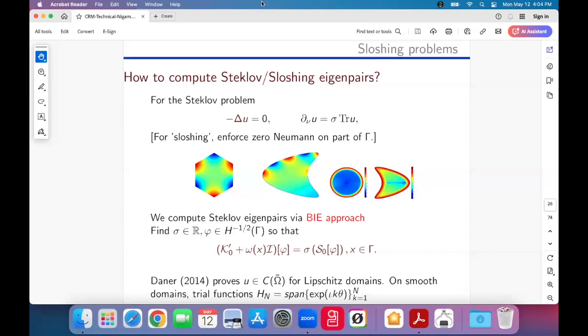All right. So I like to compute these eigenpairs using boundary integral approaches. I'm going to use a single layer. What kinds of densities will I use? What kinds of smoothness do I expect? Well, there's this nice result that tells you that the Steklov eigenfunctions are continuous up to the boundary. And so on smooth domains, I'm just going to pick my densities to be trigonometric polynomials around the boundary, in some parametrization.